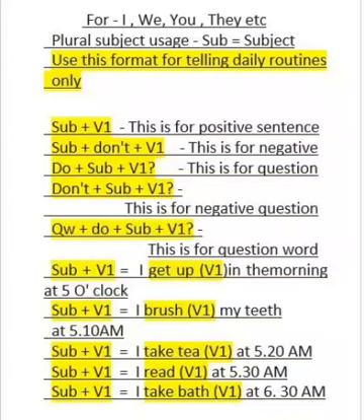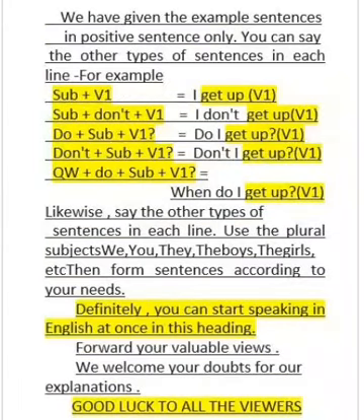We have given the example sentences in positive sentence only. You can say the other types of sentences in each line. For example, subject plus V1, I get up. Subject plus don't plus V1, I don't get up. Do plus subject plus V1, do I get up. Don't plus subject plus V1, don't I get up. QW plus do plus subject plus V1, when do I get up.